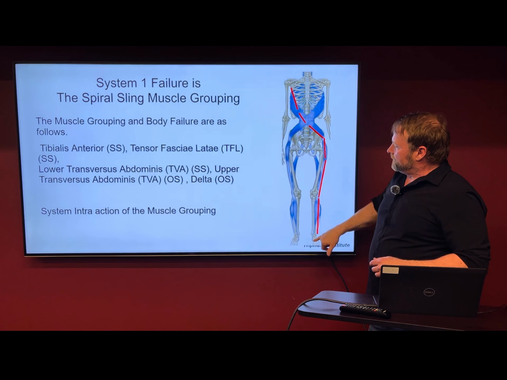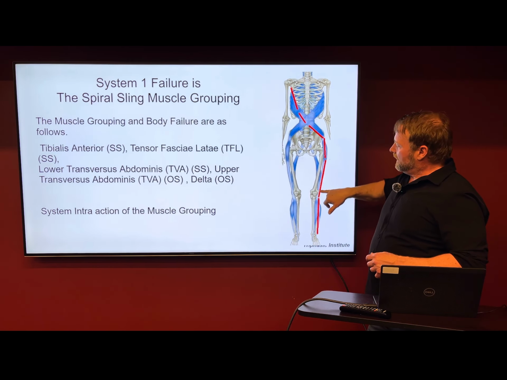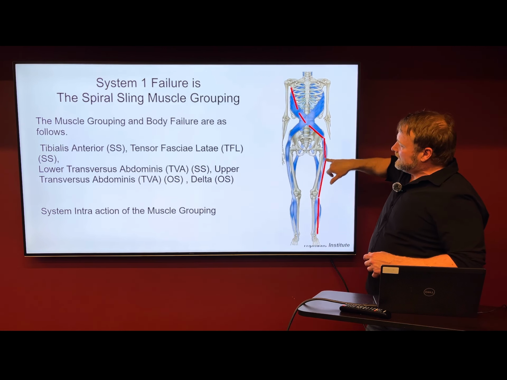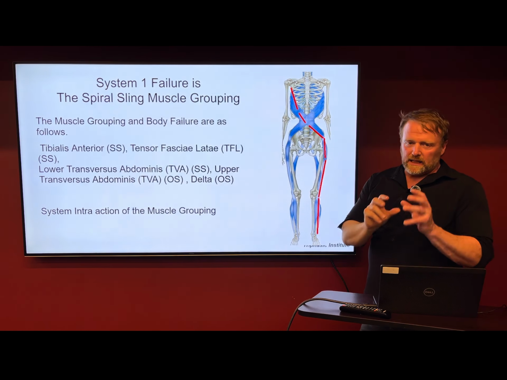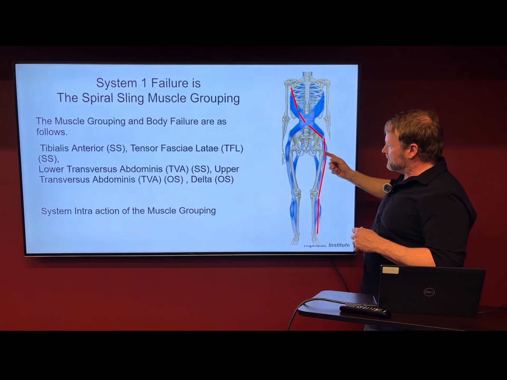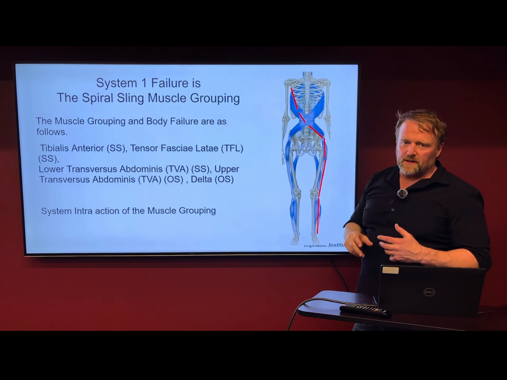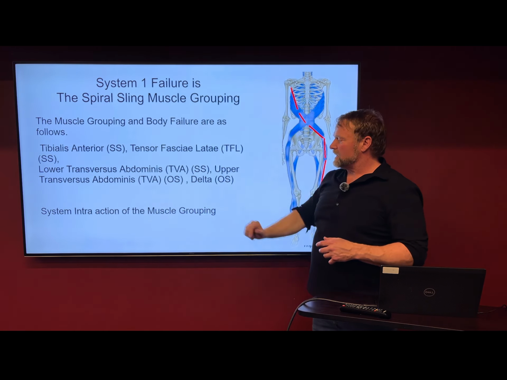if the person's here facing us, the left leg, it's the tibialis anterior, same side. If the left leg's a problem, it goes up to the IT band, okay, and then the TFL, which is tensor fasciae latae, right here is what I call the system that fails, okay? Then this here is the lower transverse abdominis, okay? It's the same side, lower TVA, same side.